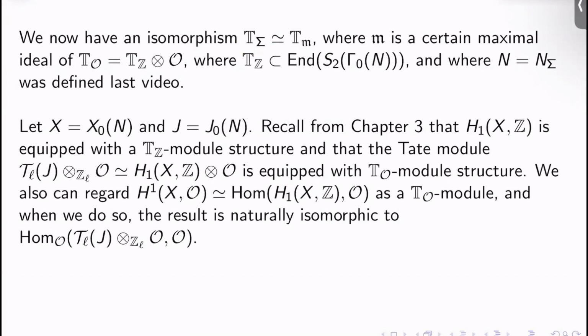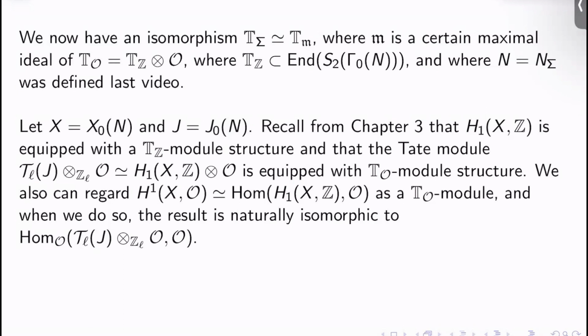So this is kind of a reduced Hecke algebra with T sub m, where T is kind of a global full Hecke algebra, and M is a certain maximal ideal of T sub O, which is T sub Z tensored up to O, where O is our discrete valuation ring we've been working with this whole time, and where T sub Z is the subring of endomorphisms of S2 of gamma 0 of n generated by the Hecke operators, and where n equals n sub sigma was defined last video. I won't rehash that definition here. Please go watch that if you haven't.